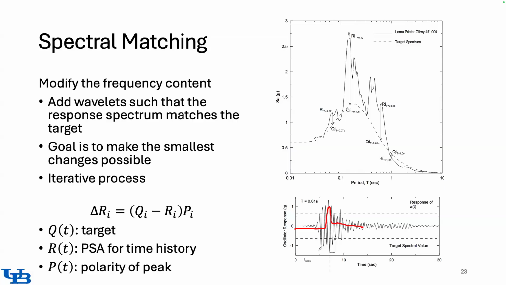You will start from typically the highest period to the smallest one, because if you change the small periods, the high periods will change. So you go from high frequency to small frequencies, and in each one of them you calculate the difference between the actual response spectrum and the value that you are trying to fit, and you add a pulse to negate that difference. And then once you do that, you go to the next frequency.